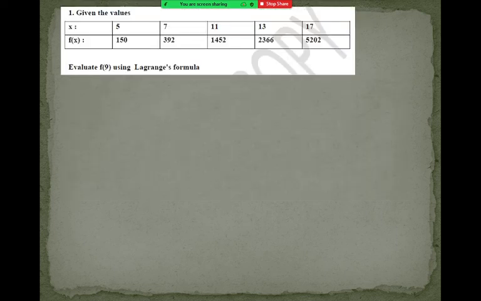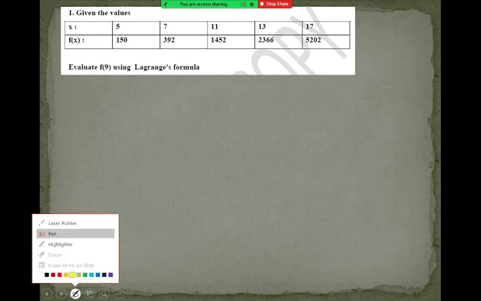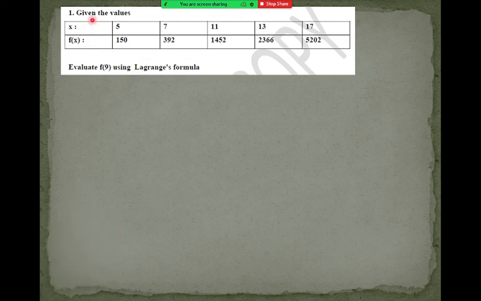So the question number 1 is on the screen now. The question is: given the values of x, we are given 5 values of x and 5 values of f of x. So obviously 5 pairs of x and y were given. And the question is find f of 9 using Lagrange's. Whenever the word Lagrange's comes in the question, compulsorily you have to use Lagrange's. 99% you are given the name of a method there. But by chance, if this word is not used and the question is just evaluate f of 9, then you have to check whether you can use Lagrange's or you can use forward or backward.